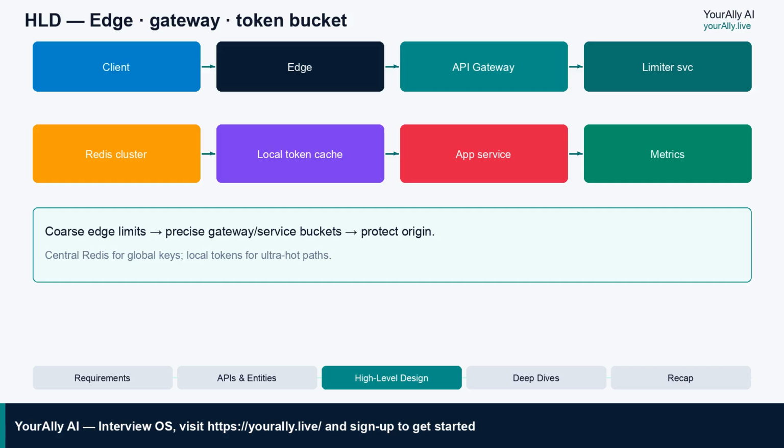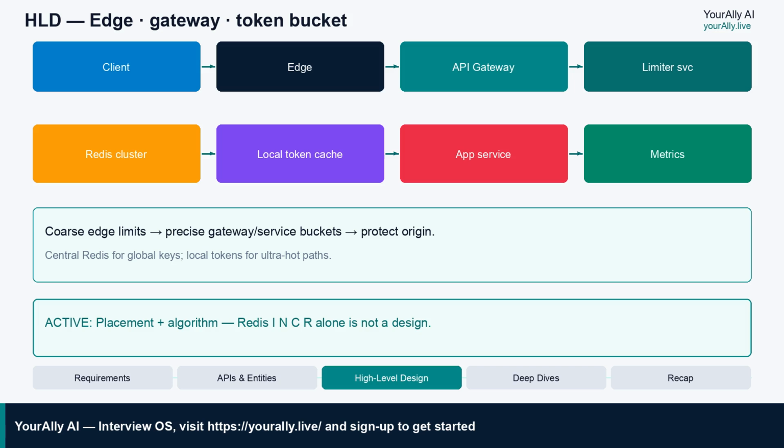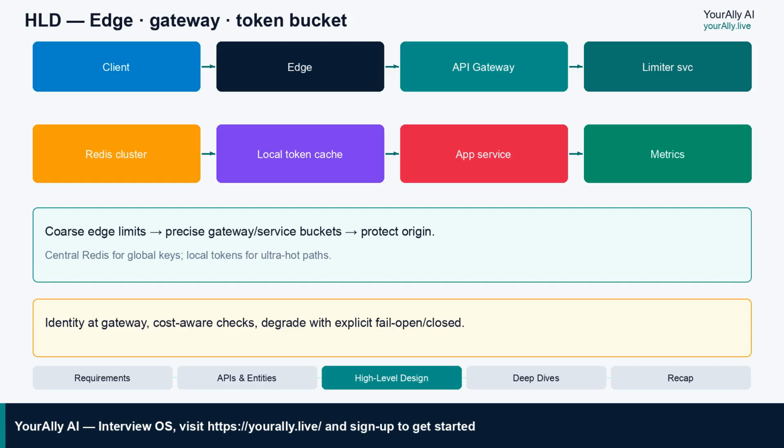High level design, hops forced by cost of work. Client hits edge: coarse IP and WAF style limits, cheap and early. Then API gateway: authenticated identity, route rules, tenant ceilings. A limiter service or sidecar talks to Redis with an atomic script, with an optional local token cache for ultra hot keys. Only then do you enter the app service. Metric sample decisions async so the hot path stays lean.